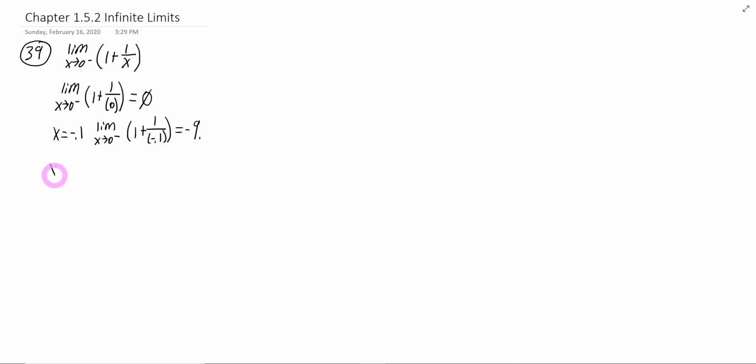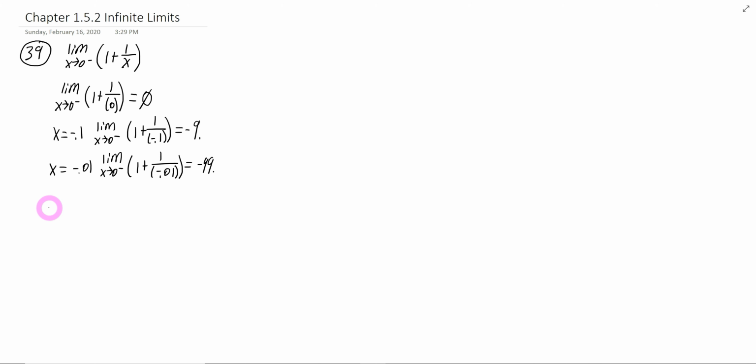So now though, we're going to have to keep trying to get closer and closer to the 0 value. So now we're going to do negative 0.01. So we're going to get the limit as x goes to 0 from the left of (1 plus 1 over negative 0.01), which is equal to, in this case, a result of negative 99. So alright, we've decreased by a factor of 11, but we're not done yet. We need a third data point in our system.